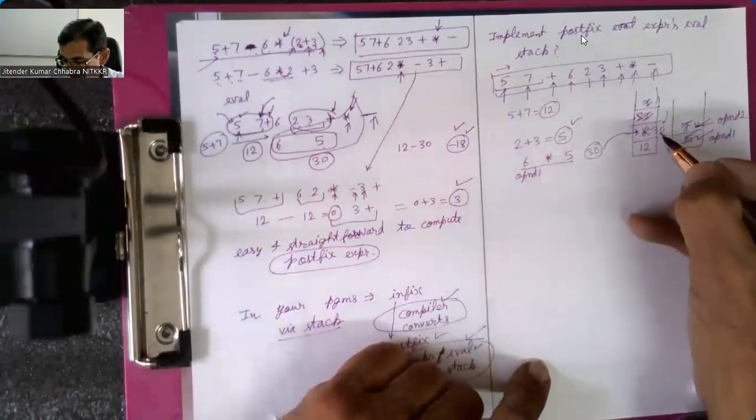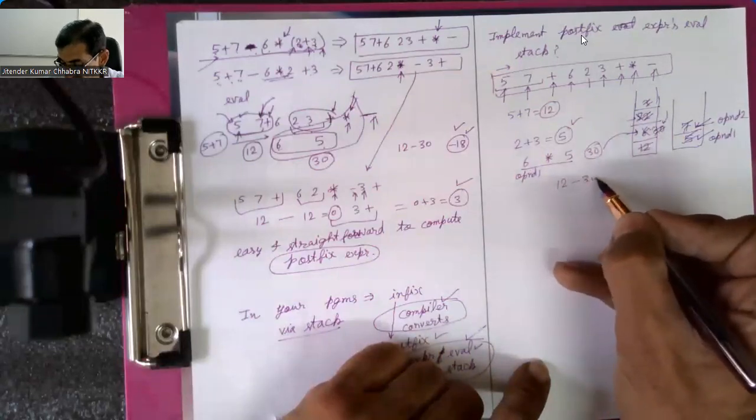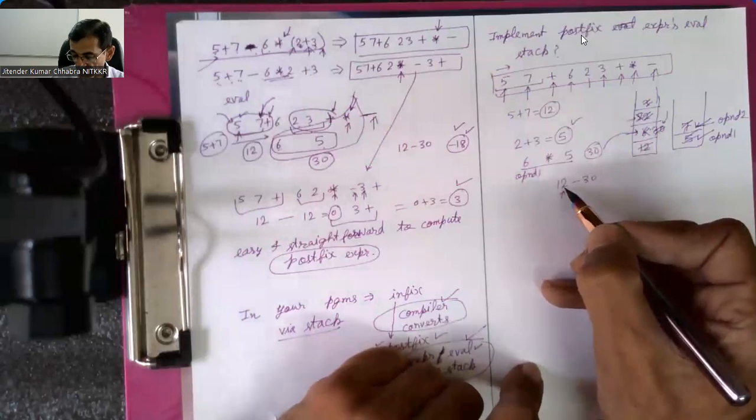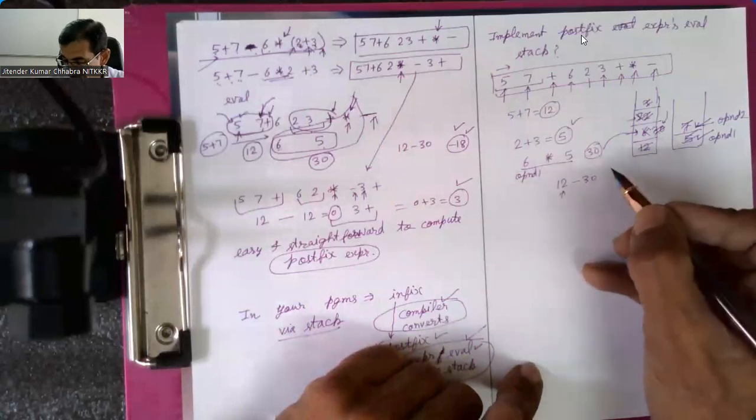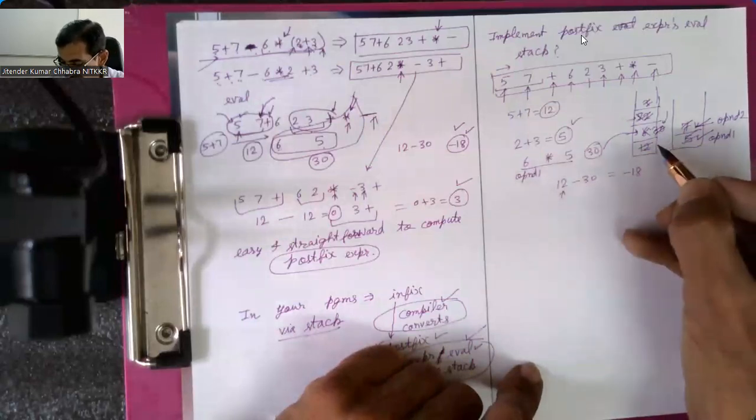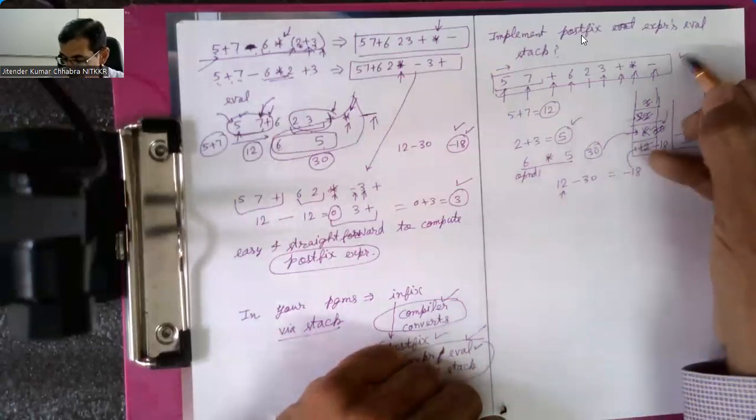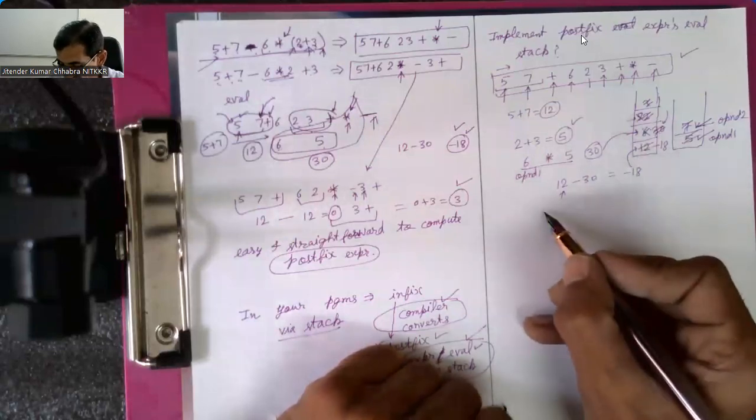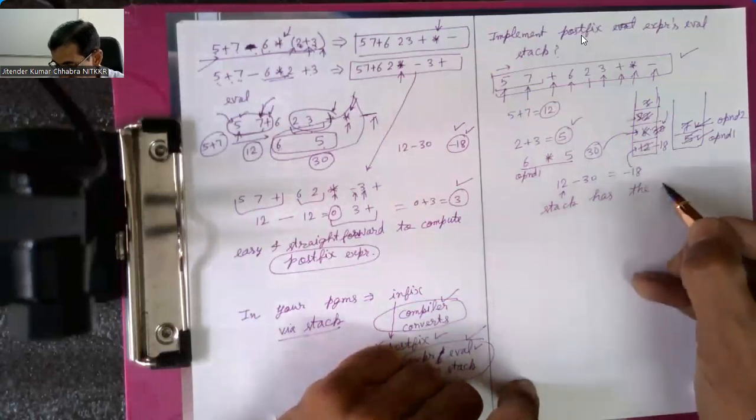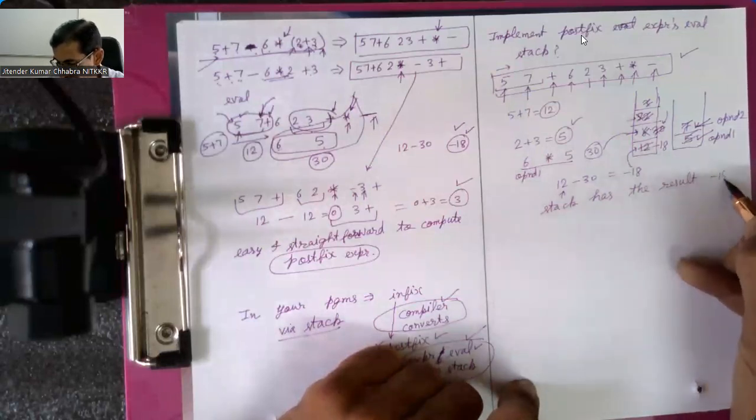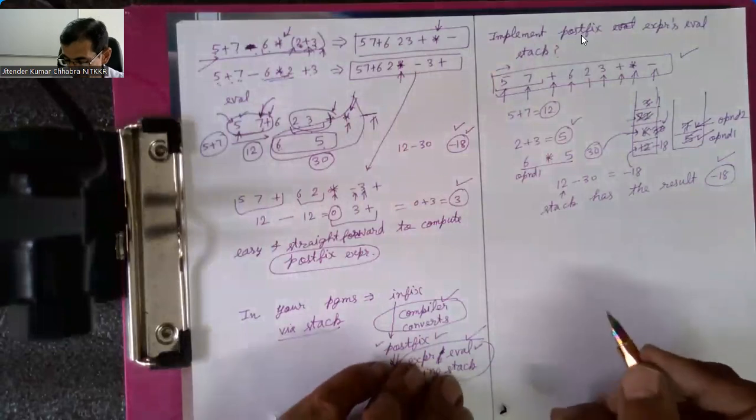Comes minus. Both operands will be popped out. 12 minus 30. Remember, the ordering is important. 12 is the first operand, because minus is a non-commutative operator. So 12 minus 30 will be calculated. Minus 18 will come and minus 18 will be pushed into the stack. Now this expression is over, so my stack has the result available, that is minus 18. This is how my stack becomes useful to solve problems like this.